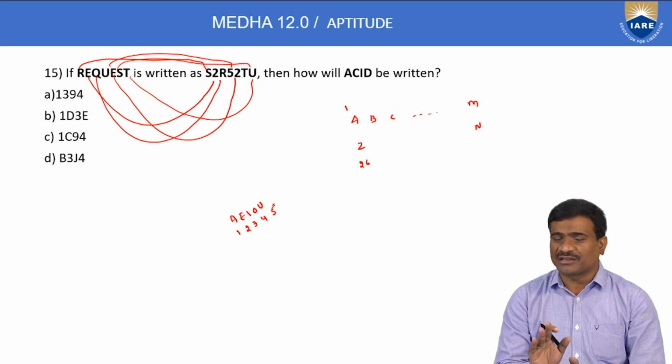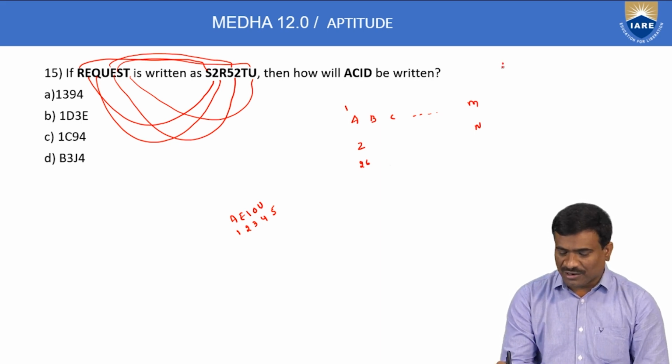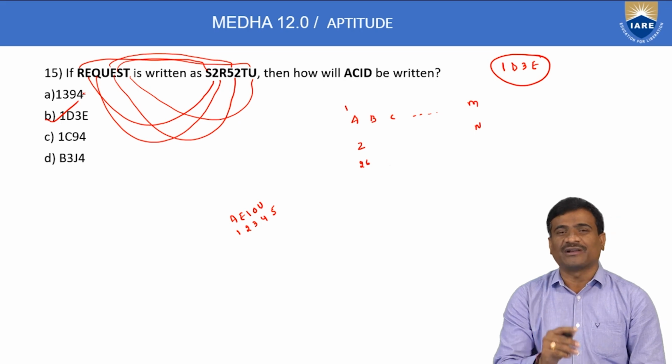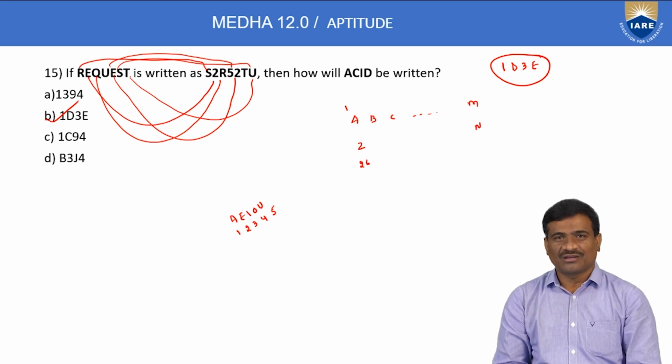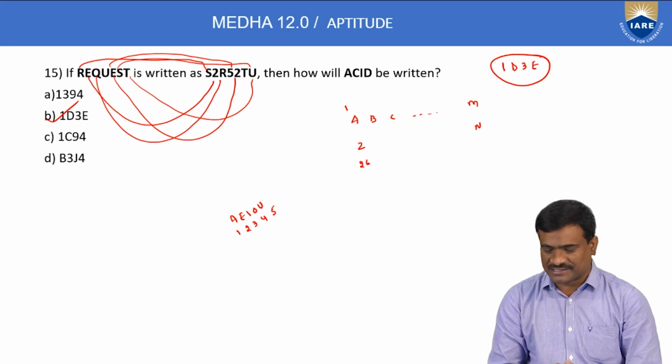Apply the same method to the given statement. ACID: A next B is not correct because A is a vowel. A is number 1, A is number 1. C next to D. I is a vowel, place 3. D next to E. 1D, 3E, 1D, 3E. Option B only correct. This is about the 15th example, number combination of letters.